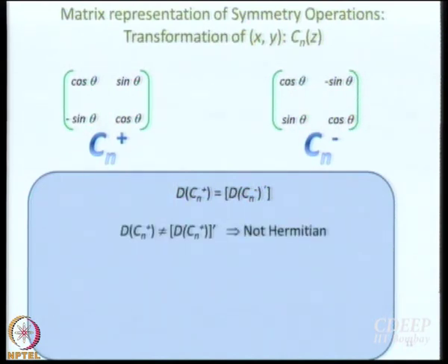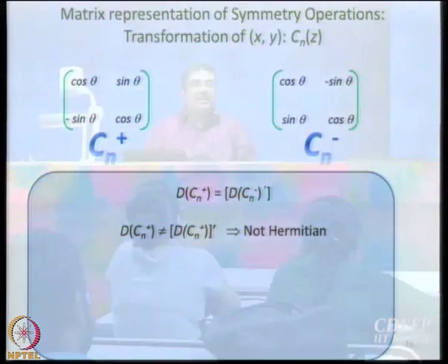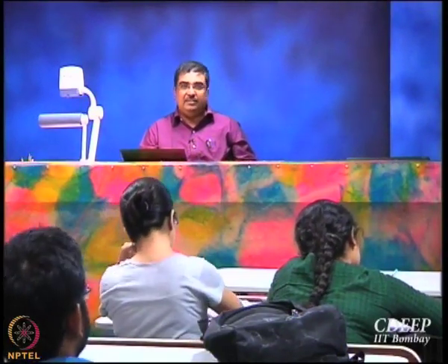Second point to note is this. What is the condition for a matrix to be Hermitian? We said A must be equal to A dagger, or if everything is real, A must be equal to A transpose. Are any of these matrices equal to its transpose? No, right? So since they are not equal to the transpose, they are not Hermitian. Earlier, in the earlier example, we had encountered matrices which are Hermitian as well as unitary as well as orthogonal, right. Here these two matrices are definitely not Hermitian. Next, what is D(Cn+) D(Cn-)?